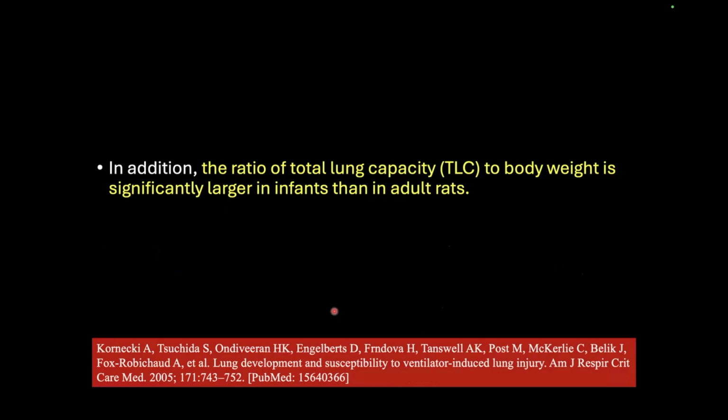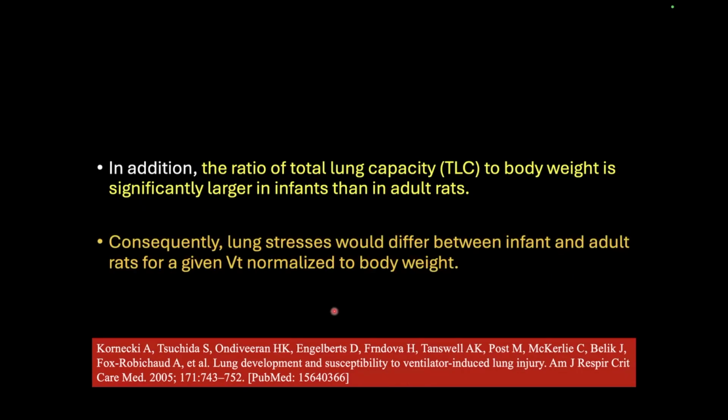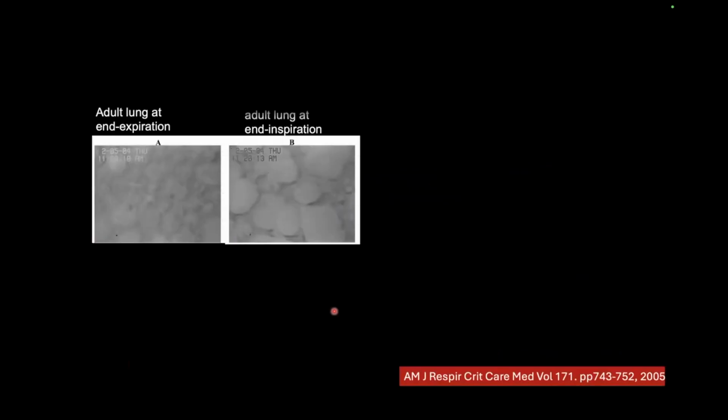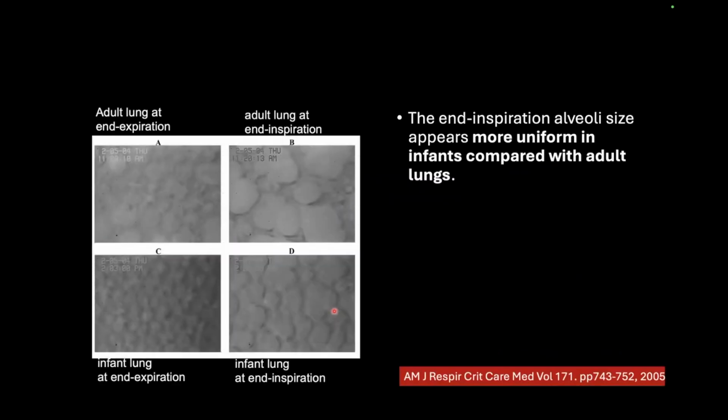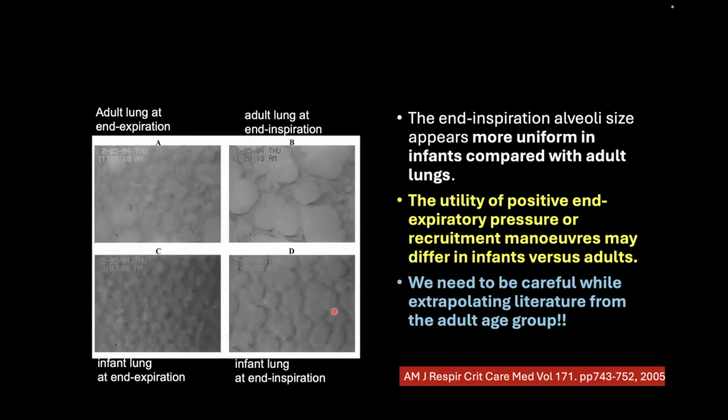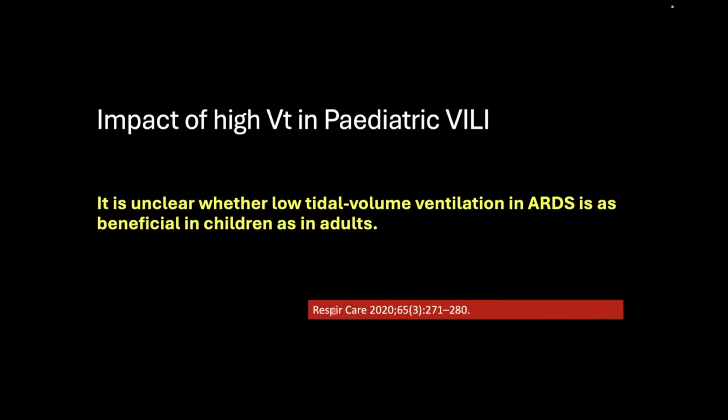And also, the ratio of total lung capacity to body weight is significantly larger in infants as compared to adults, and hence the stress and strain will differ in smaller children, particularly less than 3 years of age, as compared to older children. This was one more very important study by Cornick et al., where they showed that at the end of inspiration, the alveoli size appear more uniform in infants as compared to adults, and hence the utility of positive end expiratory pressure or recruitment maneuvers may differ in infants compared to adults, and thus we should be careful while extrapolating literature from the adult age group.